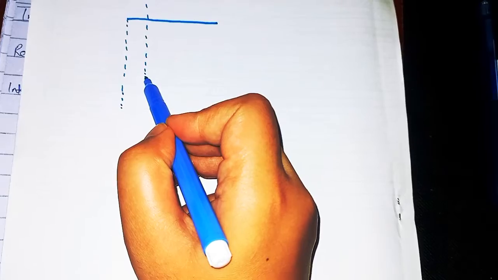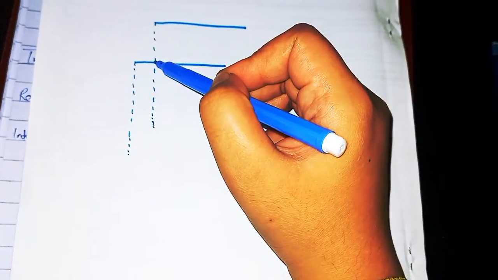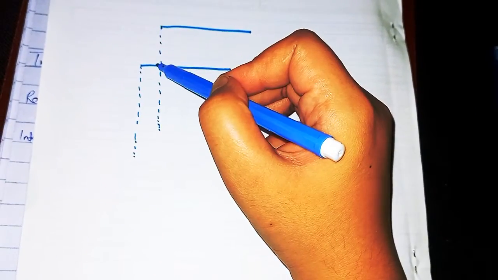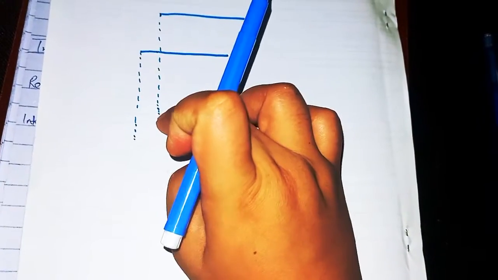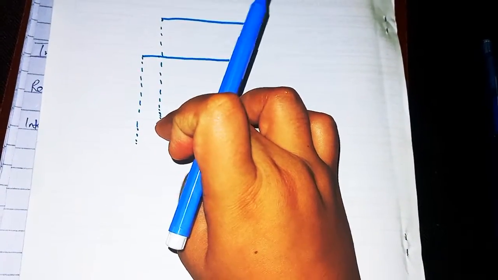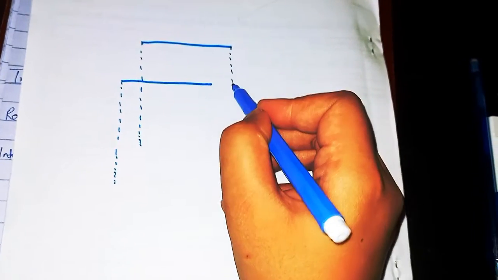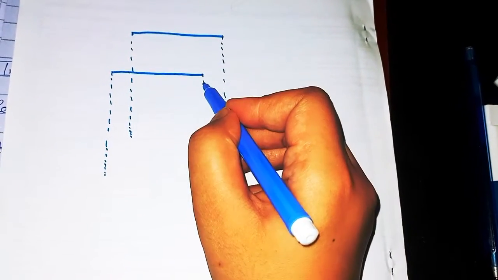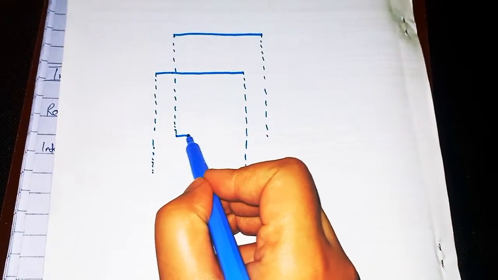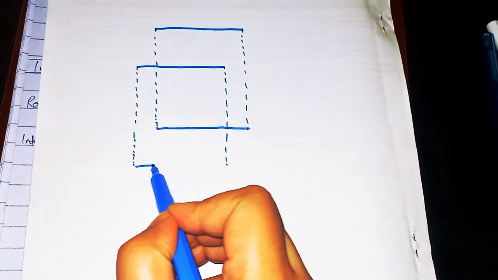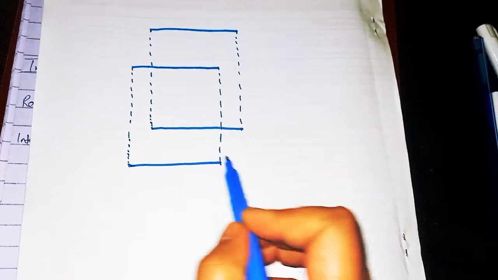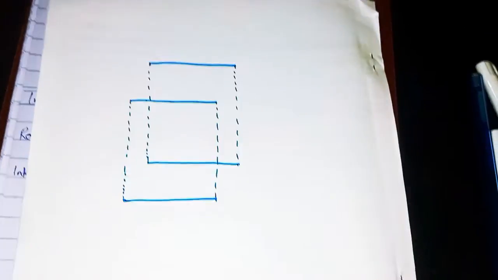Since we can see that this one is above this line, these projected lines should finish first, for obvious reasons. We'll draw similar length lines from this side as well. Here we'll join these lines together and make the basal plane. This is the base and this is the head.